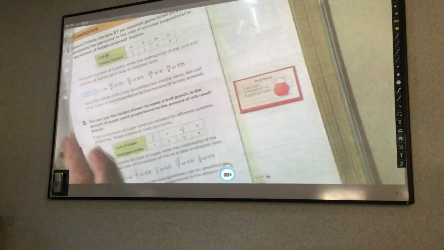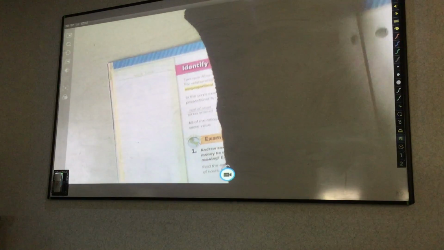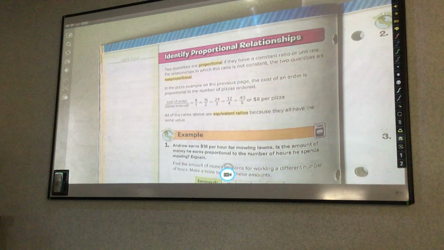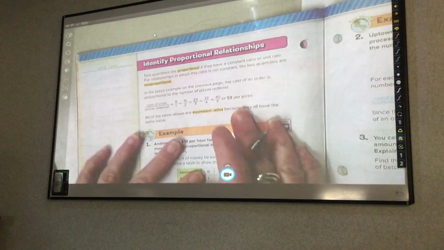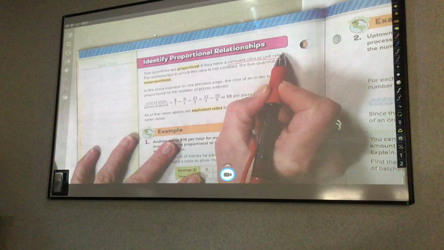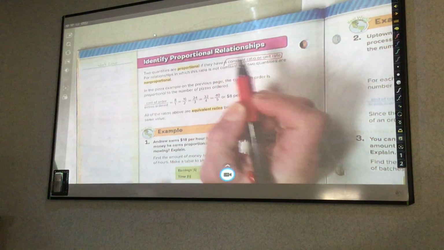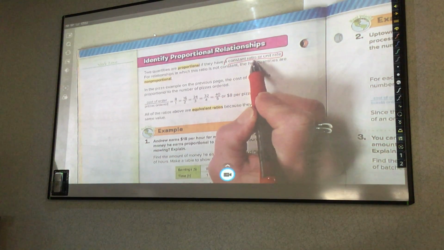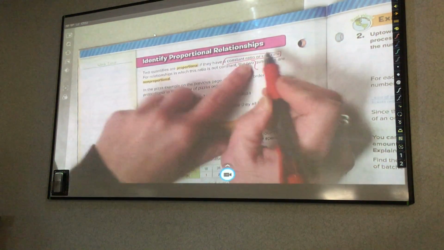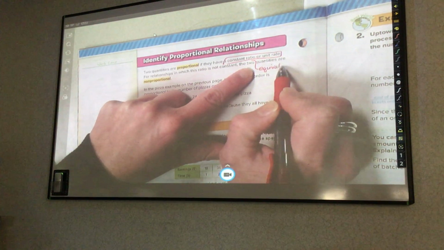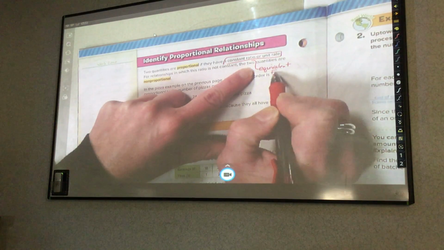Turning the page. Says the two quantities are proportional if they have a constant ratio or unit rate. Please write that, or put a box around it. A constant ratio is like when we say equivalent fractions.